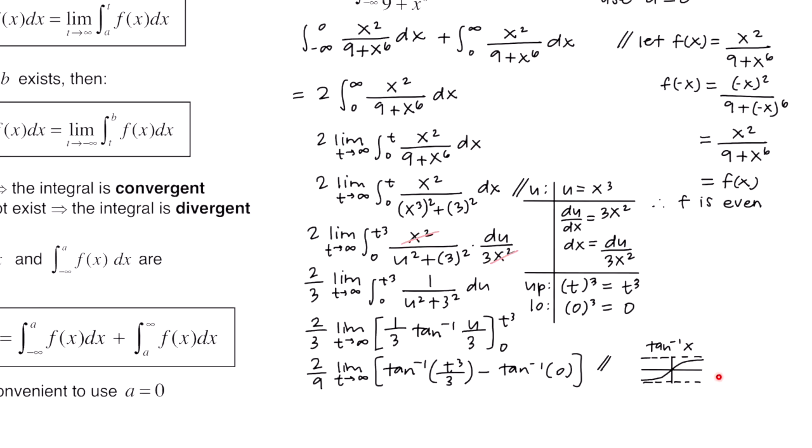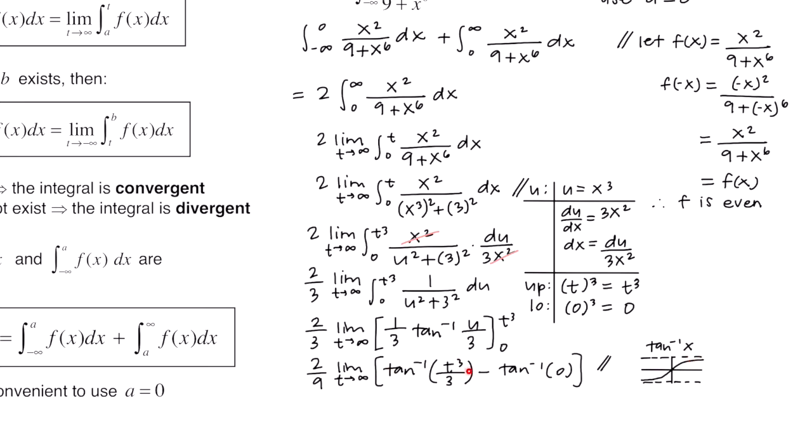So I drew the tan inverse graph over here. It hits (0, 0), and then to the right, it approaches a height of pi over 2. To the left, it approaches a height of negative pi over 2. So when this says the limit as t goes to infinity of tan inverse of an expression, as t gets larger and larger, the tan inverse graph is going to approach a height of pi over 2.